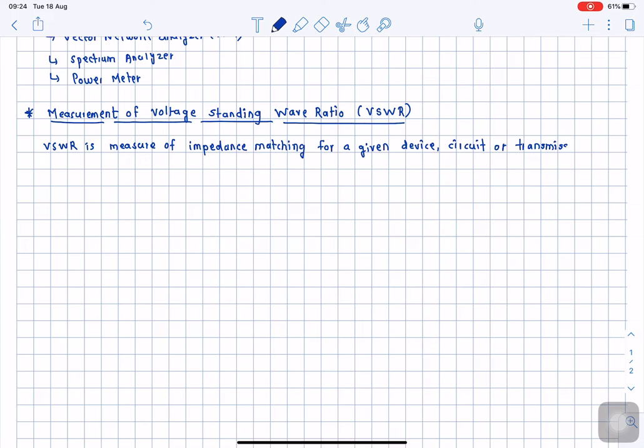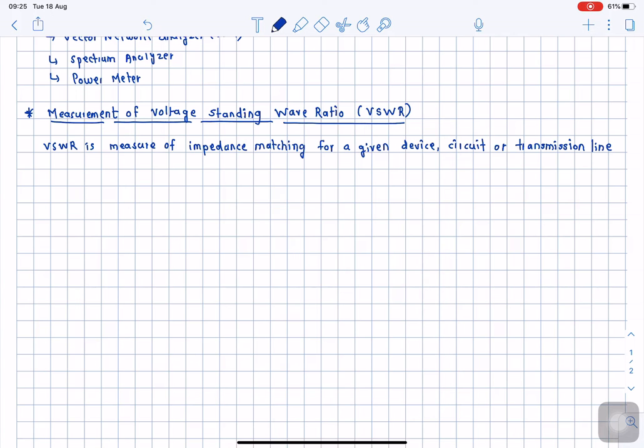VSWR is one of the parameters used to measure at high frequency operation. VSWR is just a measure of the impedance matching capability of a given device, circuit, or even the transmission line. It indicates how well a given device, circuit, equipment or transmission line is capable of impedance matching. This property is very important, and we want to know the VSWR value of the given circuit, equipment or transmission line. By knowing the VSWR, we can interpret the behavior of impedance matching of that device.